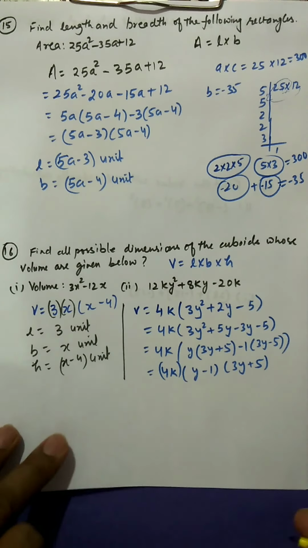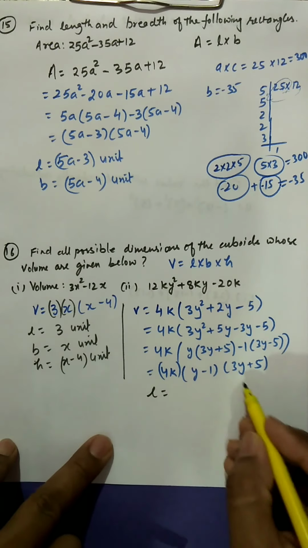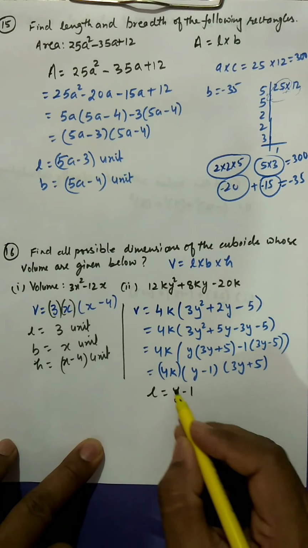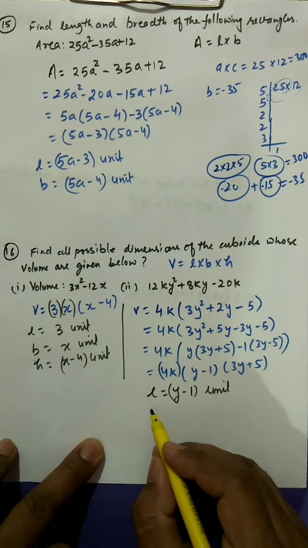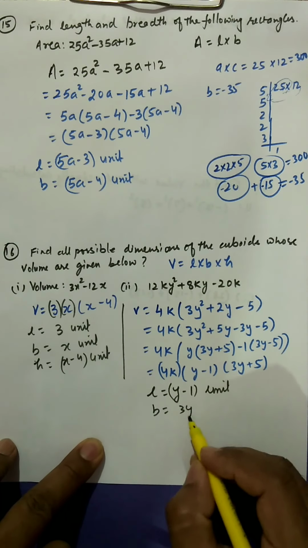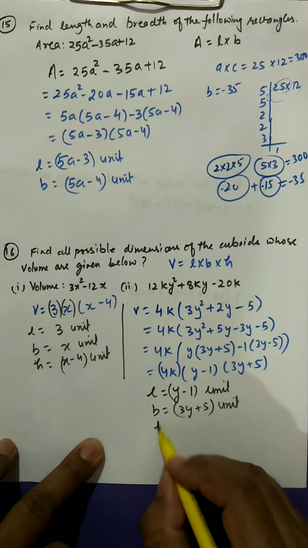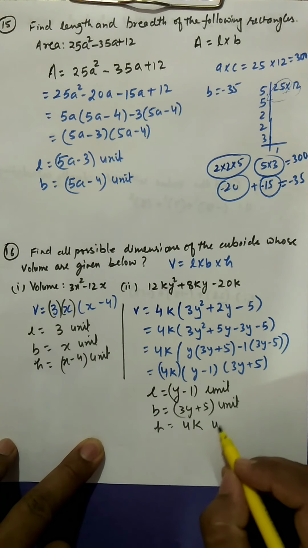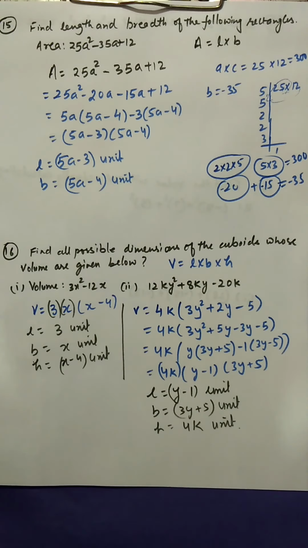So now you have got three factors again. First factor is 4k, second factor is y minus 1, and third factor is 3y plus 5. So this time I am assuming little differently. L I am taking as y minus 1 unit, and b I am taking as 3y plus 5 unit, and h I am going to take as 4k unit. So this way you can solve all these questions.